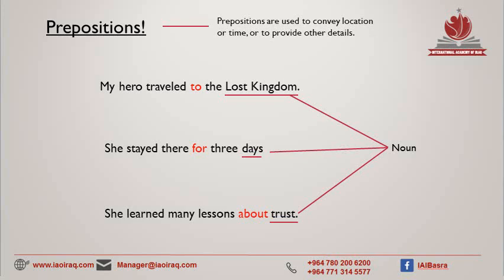So the first one is my hero traveled to the lost kingdom. Is that conveying location, time, or providing other detail? If you guys said convey location, that is correct. They're talking about to the lost kingdom. She stayed there for 3 days. If you guessed convey time, that is correct. And the last one, she learned many lessons about trust. And this is providing detail about trust.